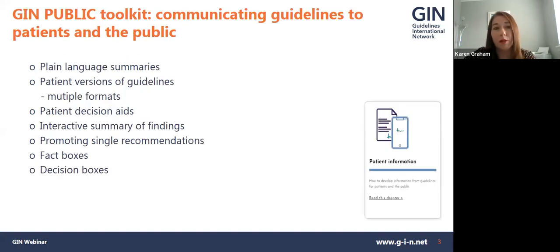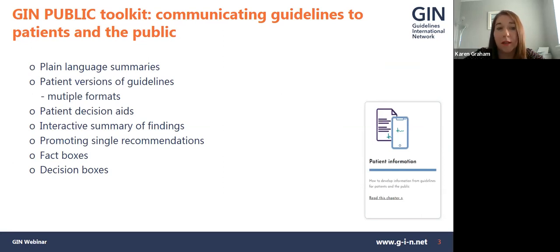So communicating guidelines to patients in the public then, so there's different products that we can use when we're producing information from guidelines for patients in the public. And we mentioned a lot of these in our toolkit. So these range from plain language summaries, we produce patient versions of guidelines, and of course patient versions of guidelines are not just one thing, they can be multiple formats. So it can be booklets, it can be videos, it can be various things, and we'll talk about some of those as we go along in the presentation.